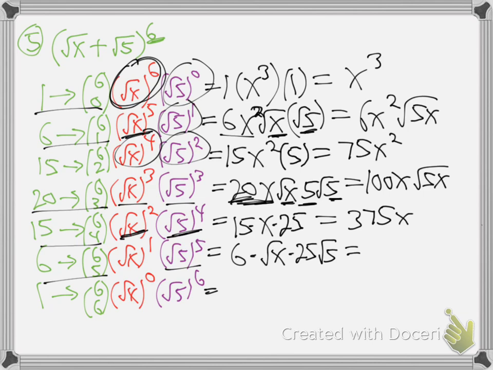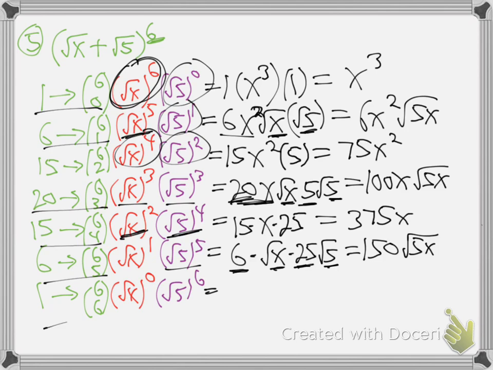So what do we got here? Outsiders times outsiders. 6 times 25. What's that, 150? And what goes inside, x and 5? Root 5x. There we go, 150 root 5x.